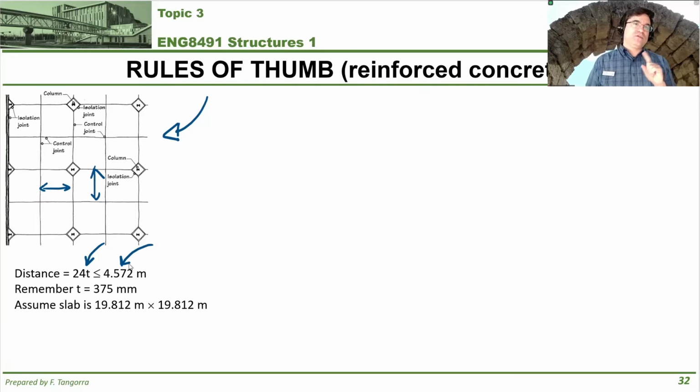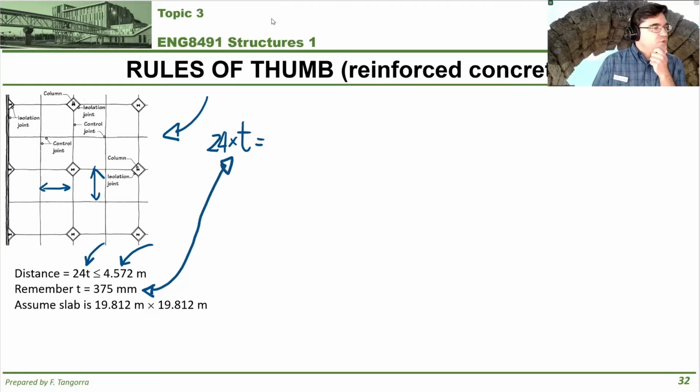So if you remember from the slab that we just looked at, the thickness was 375 millimeters. So if we calculate the maximum distance as 24 times the thickness, where the thickness is 375 millimeters as given to you, 2 out of 3 times when I did this calculation, I got 9,000 millimeters. So check to see if you get the same answer.